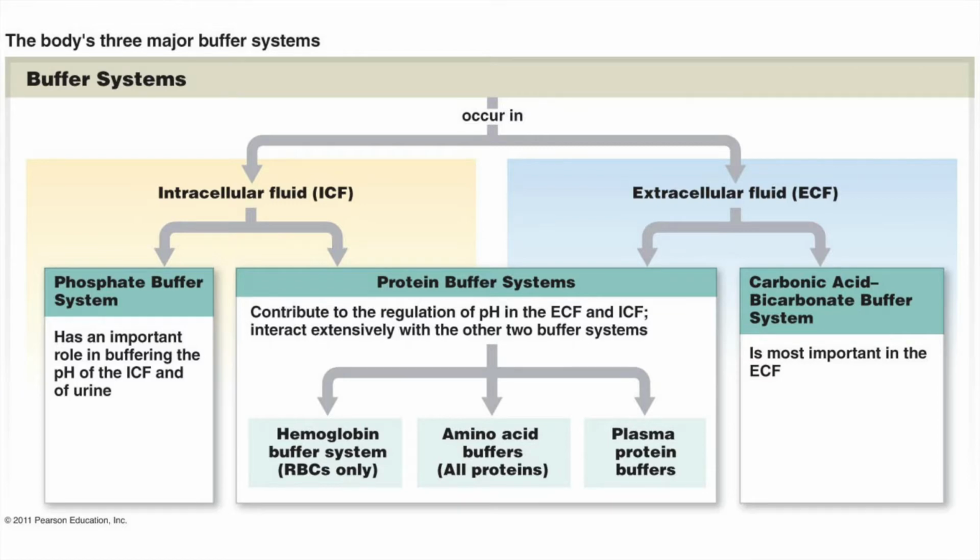There are three major chemical buffer systems. These are the chemical buffers. They are very fast acting and they are short-term responses to changes in pH. We have the phosphate buffer system, which is important in the intracellular fluid and in urine. We have the protein buffer system, which is important both in the intracellular fluid and the extracellular fluid. And then the carbonic acid bicarbonate buffer system is most important in the extracellular fluid.